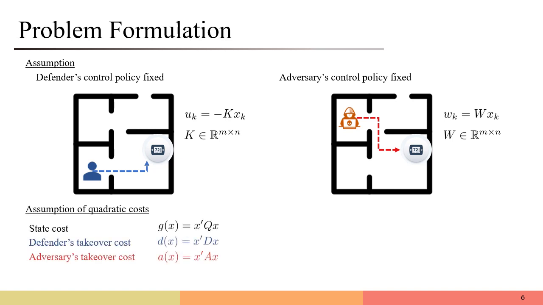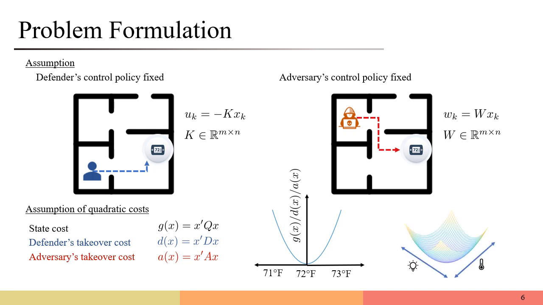Finally, we assume state, defender, and adversary takeover costs are quadratic with respect to the state. Imagine if you have a desired temperature of 72 F and any perturbation like 73 or 71 will cause your annoyance quadratic in nature. In 2 dimensions, that might mean your colleague is notorious enough to not only change the temperature but also the intensity of the lights.